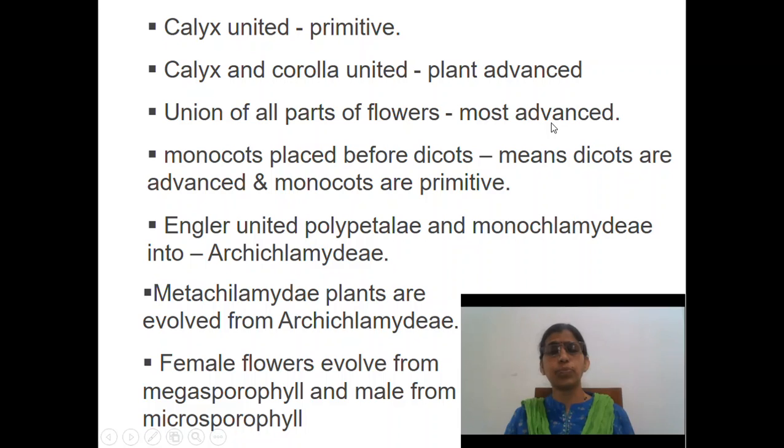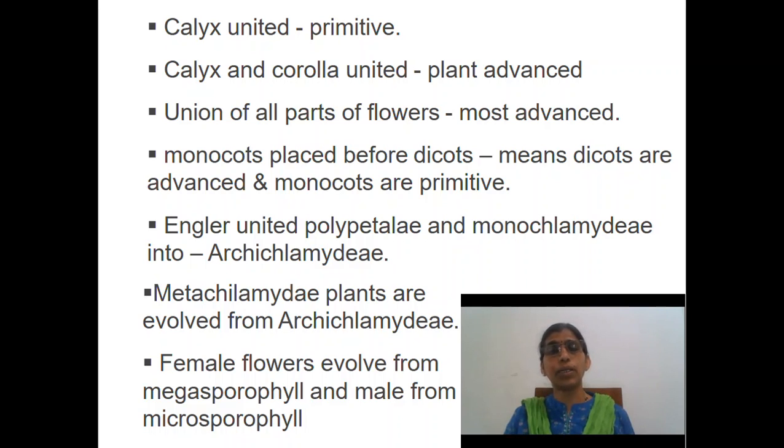From various groups of gymnosperms, angiosperms evolved. From angiosperms, the first to evolve were monocots and then the dicots. It means the dicots are advanced whereas monocots are primitive. Engler and Prantl system.